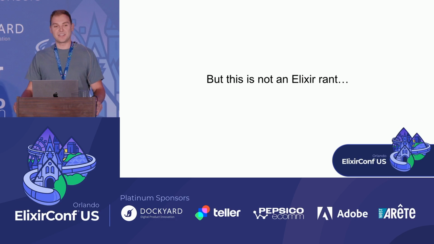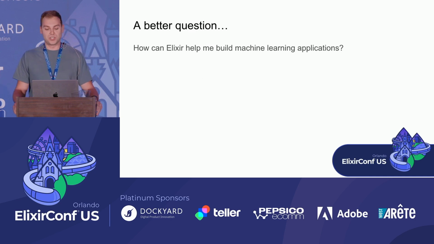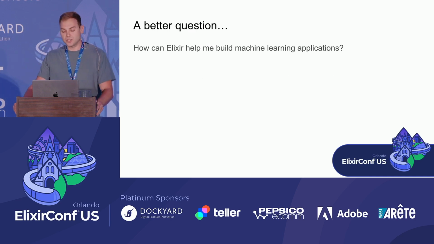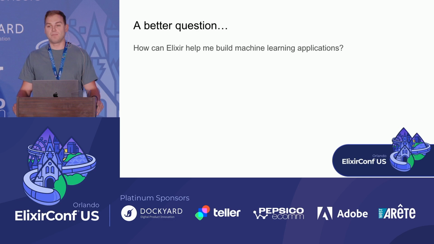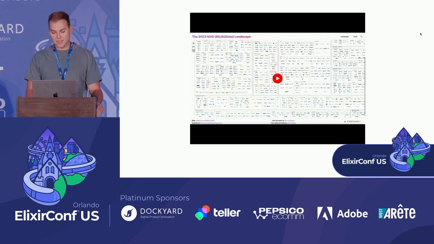But this is not an Elixir rant. This is an Elixir machine learning rant. So let's get into this machine learning question. I think a better question to ask is, how can Elixir help me build machine learning applications? The first thing I want to do is take a look at what the current machine learning landscape is.